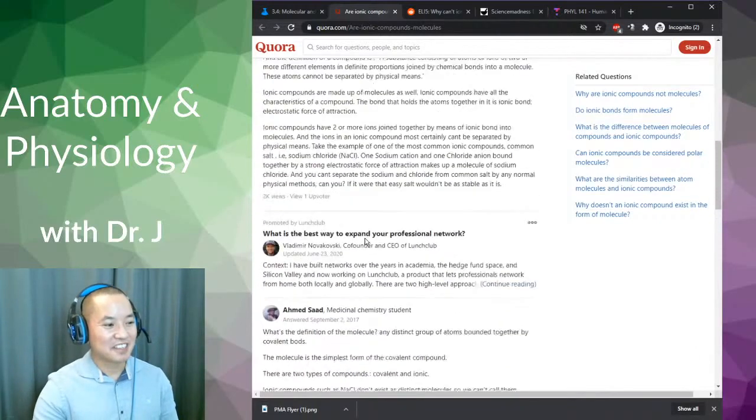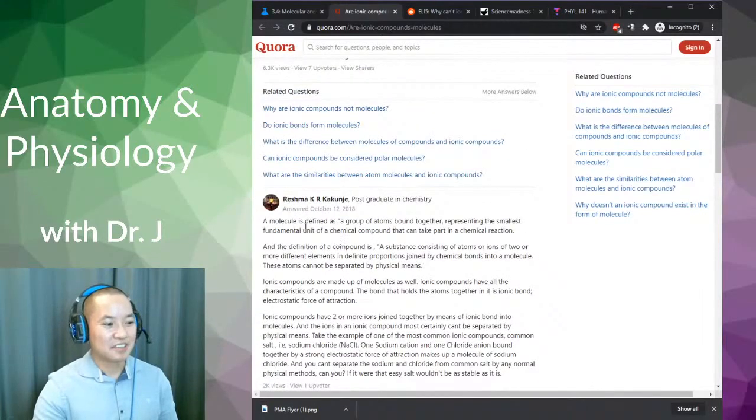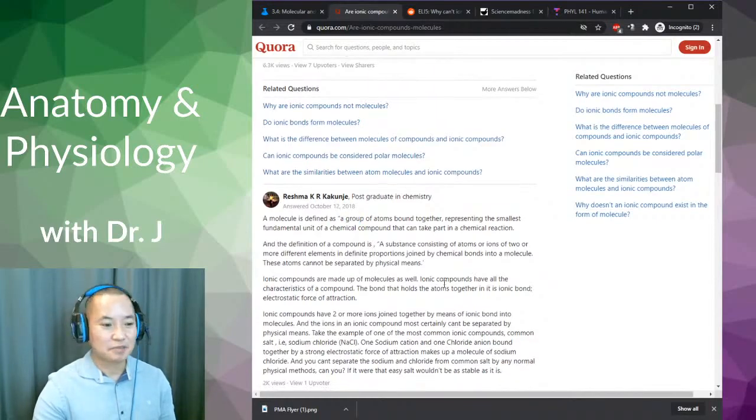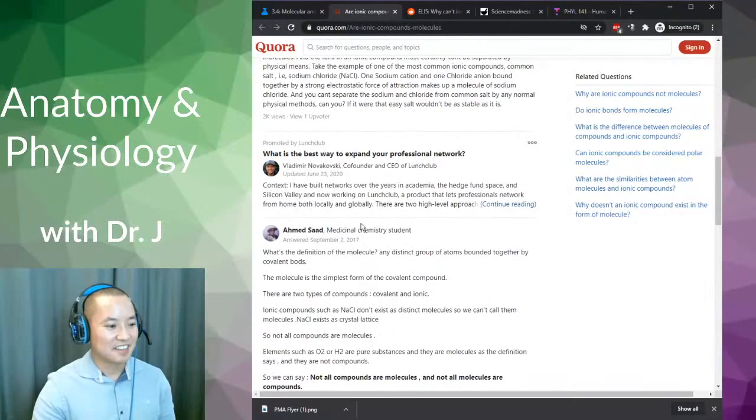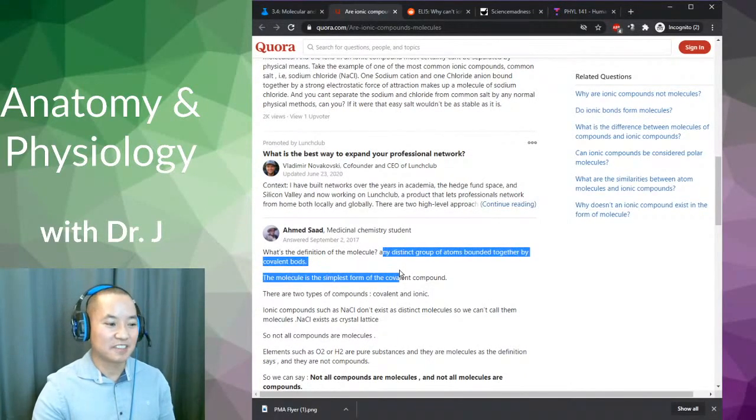But it's interesting. This person says a molecule is defined as a group of atoms bound together. So they said that ionic compounds are made of molecules because they repeat. But someone else says, oh, maybe it's covalent bonds. So they go by the covalent definition.